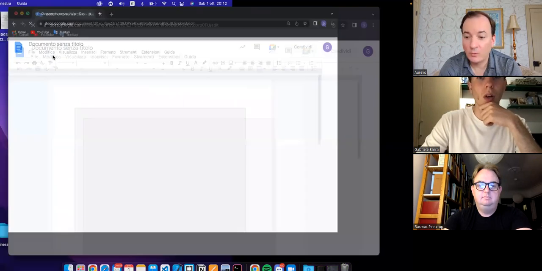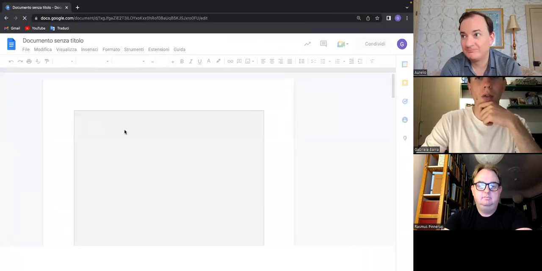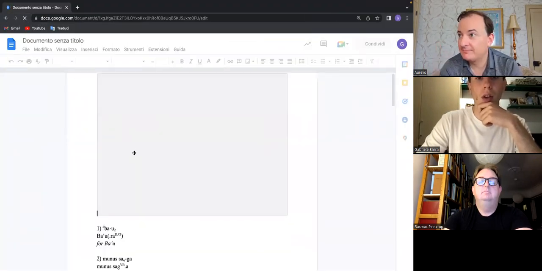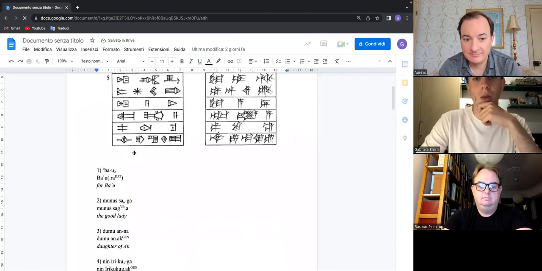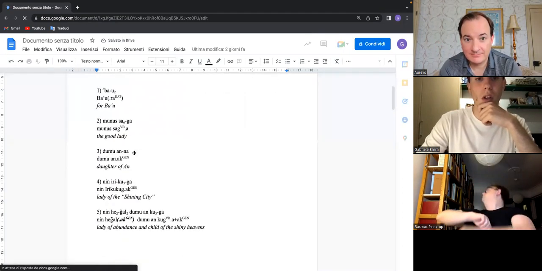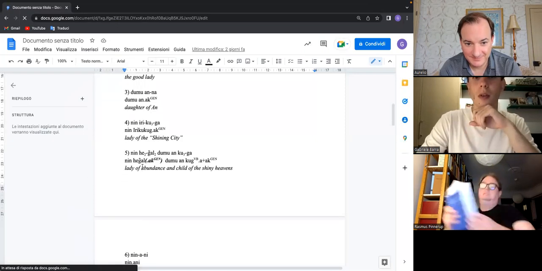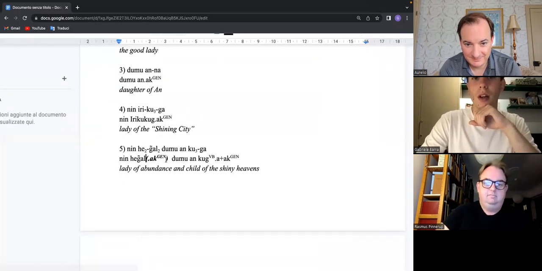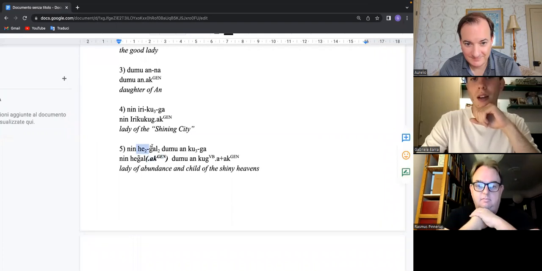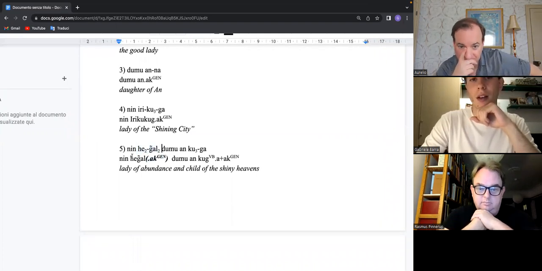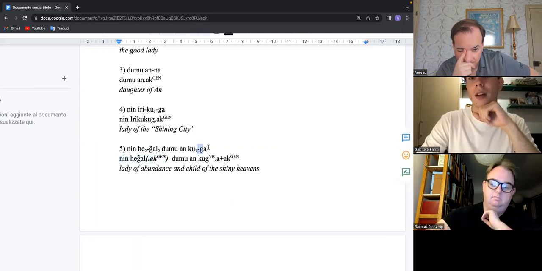Well, I think I made a few corrections here and there, so let's just go over them first. Here, I think it's very much plausible to have a hidden genitive. Nin regal ak, so lady of abundance, whereas it is only specified at the end with the a plus ak here.